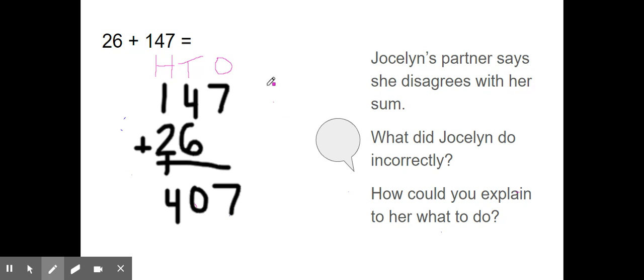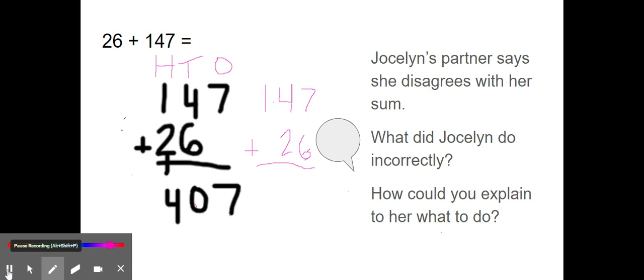I'm going to write it next to it the way she should have lined it up. 147 plus 26. 26 has 2 tens and 6 ones. If you add it this way, you're going to get a different answer from what she got. So remember, if you are solving these addition problems using a vertical equation, make sure that you line up your numbers correctly so you don't make a mistake like Jocelyn did.